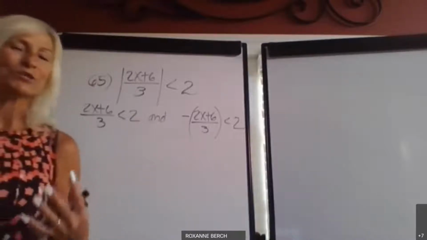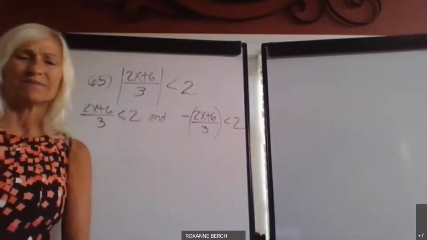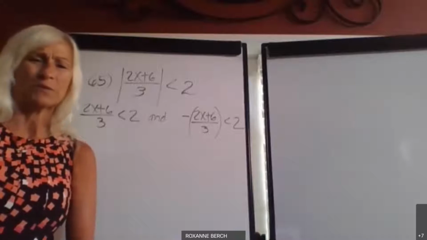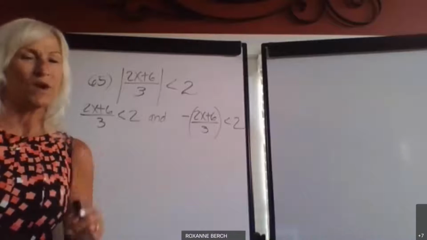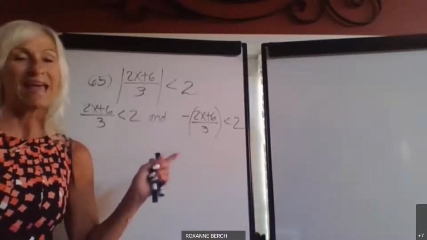So I always think it's interesting when I grade this test. I always wonder why students keep the bars around or they don't write the compound sentence. So I'm going to say this one more time. In order to get rid of the bars, you must write an and or an or.